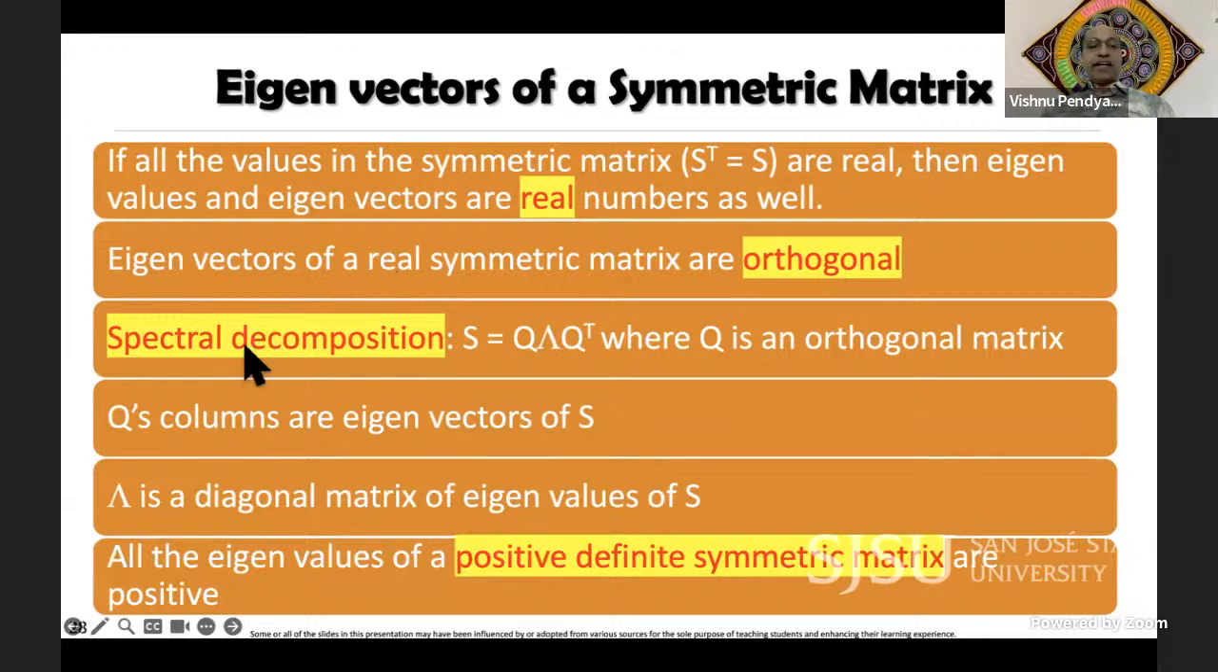And all the eigenvalues of a positive definite symmetric matrix are positive. This concept, positive definite symmetric matrix, is very important. It comes up in support vector machines in machine learning as well. You know the meaning of symmetric, but what is positive definite? A very rough way of thinking about positive definiteness is that all its eigenvalues are positive.